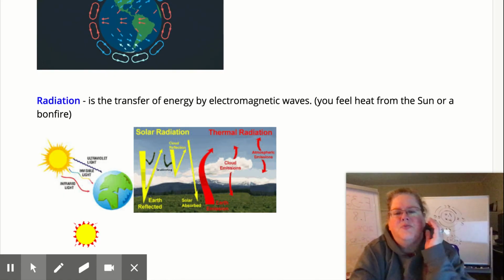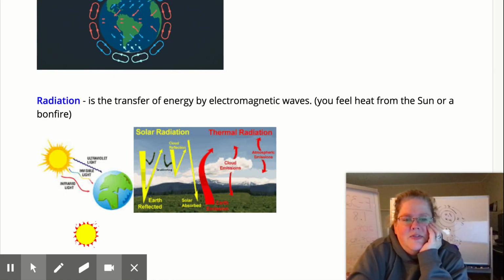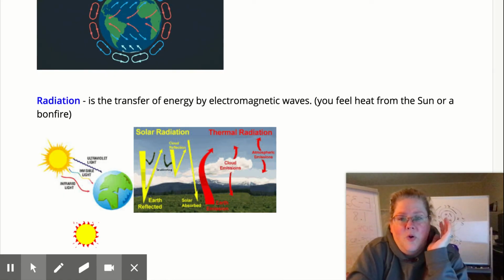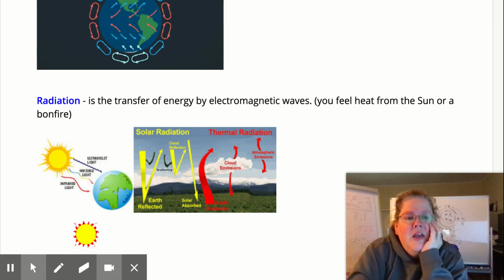Radiation then is the transfer of energy by electromagnetic waves. Do you like the fact that I stopped myself from going into a whole earth science spiel?